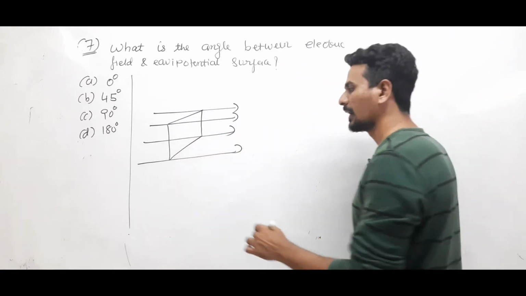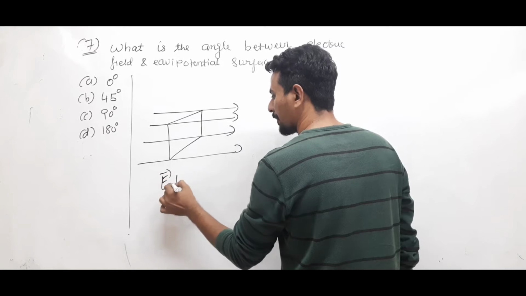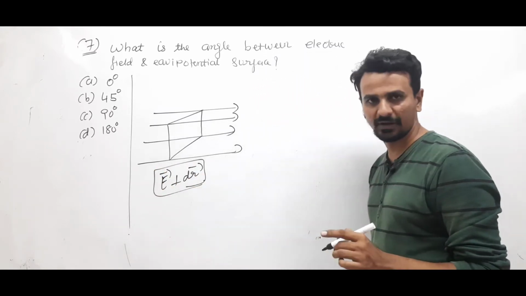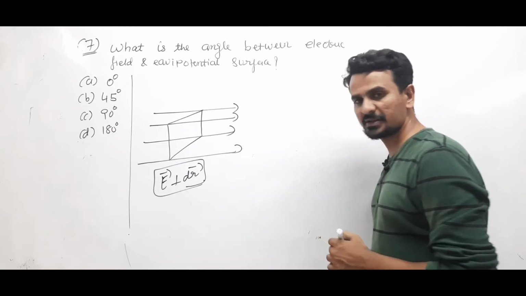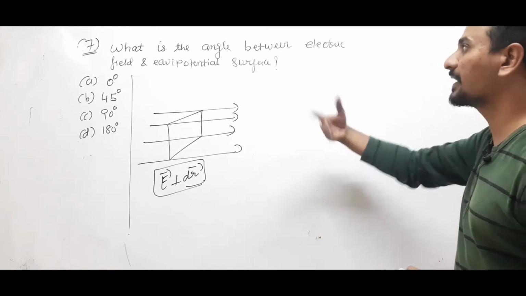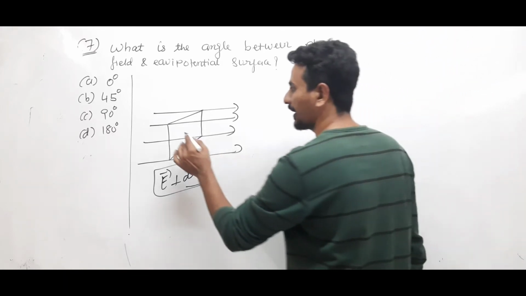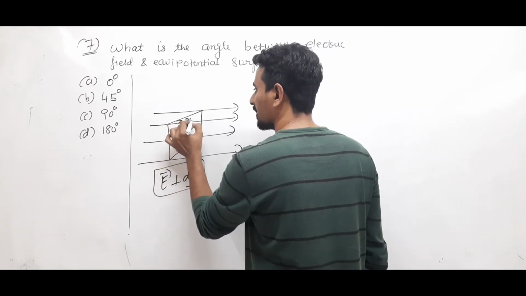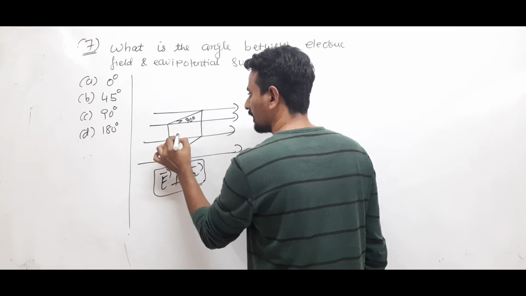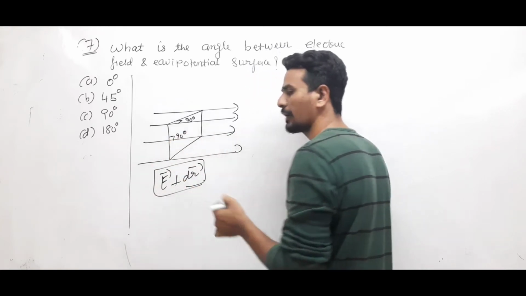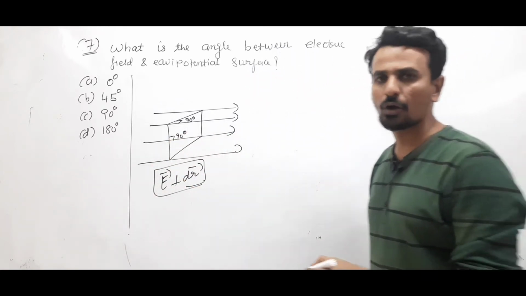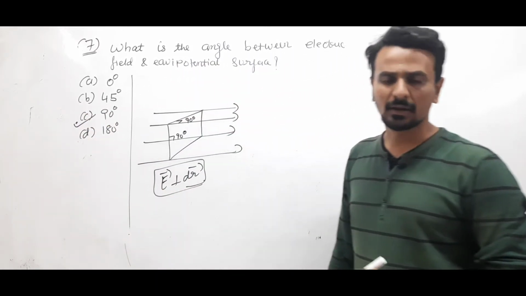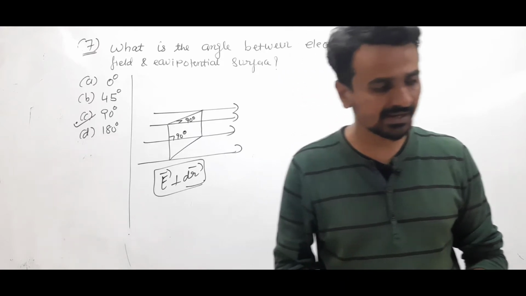Always E will be perpendicular to displacement, right, for equipotential surface, always. So here the question is, what is the angle between electric field and equipotential surface? So this is your equipotential surface, this is electric field. So this angle is 90 degree. So always your equipotential surface is normal to the electric field. So your answer is 90 degree. Clear? Fine. So the next one.